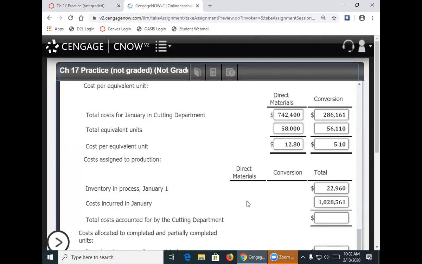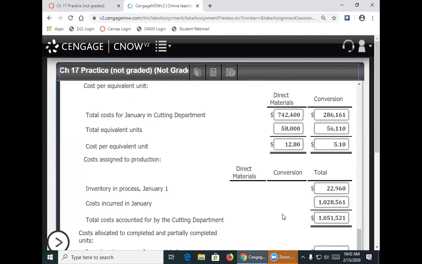Then I just add those two together, clearly, right? That's an easy step to get total costs in the cutting department. 1,051,521. So those are the total costs in the cutting department, including work in process and everything added in.